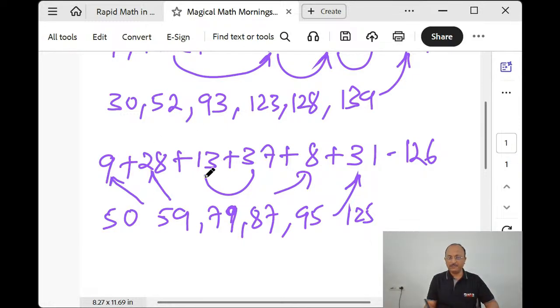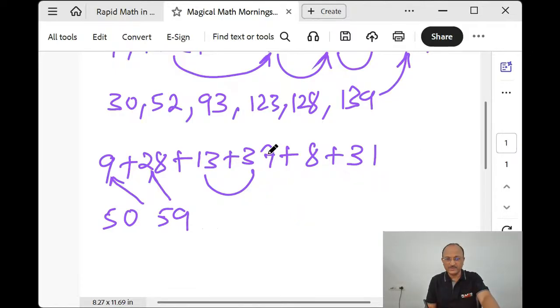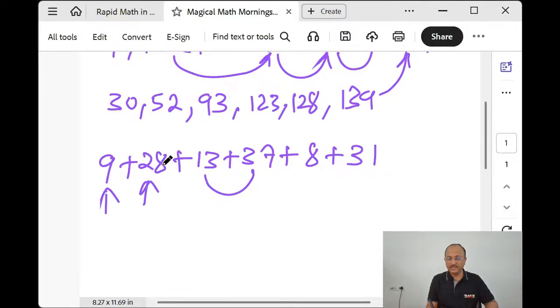Correct? Quickly recap: 30, 39, 59, 6, 59, 8 is okay. It is 28, correct? No? 67. Let's quickly do this while explaining. I think I made some small error. This is 50, 59, 79, 87, 95, 125, one is 126. Yes, I am right. Because someone said 128, I thought I did a mistake.